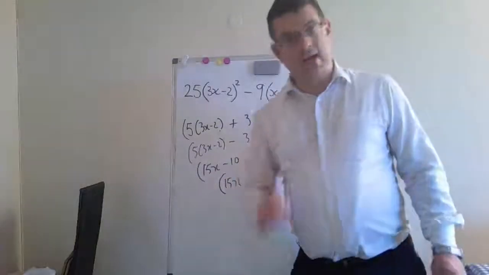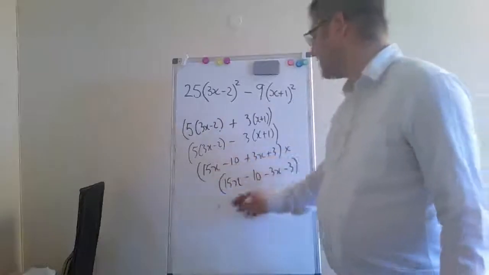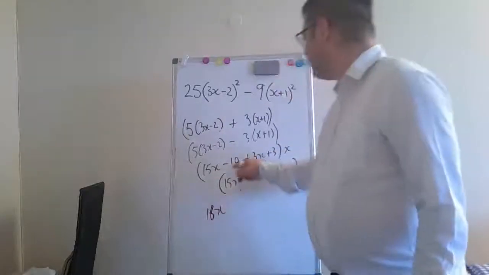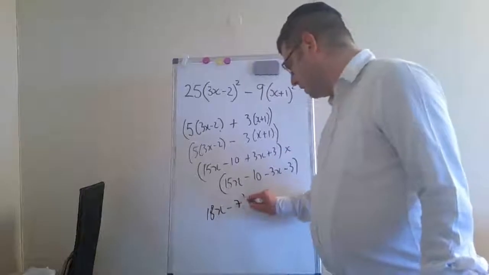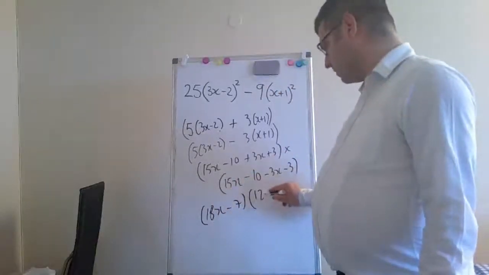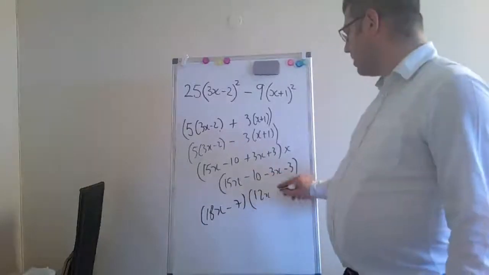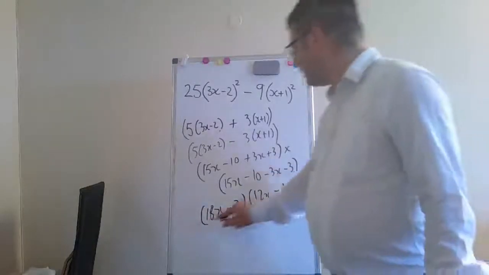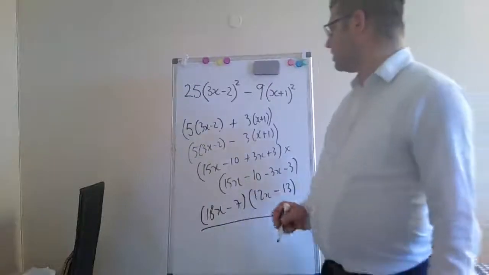And then finally, let's sort this out. 15x plus 3x is 18x, minus 10 plus 3 is minus 7, that's the first bracket done. 15x minus 3x is 12x, minus 10 minus 3 is minus 13.